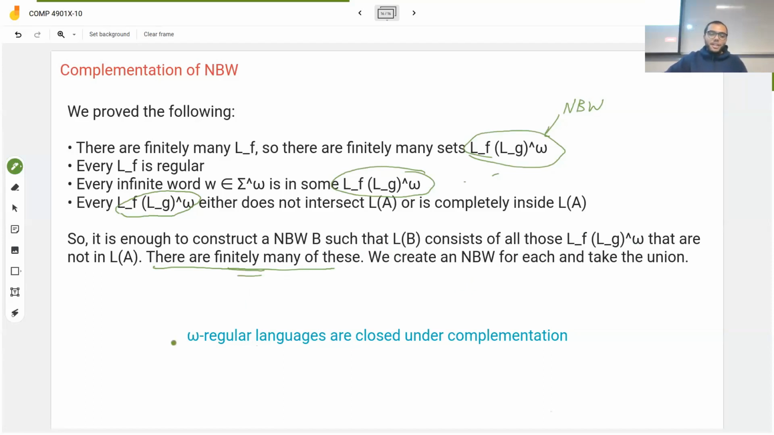So finally, omega regular languages are closed under complementation. If I give you a non-deterministic Büchi automaton, you can create another non-deterministic Büchi automaton that accepts the complement language.